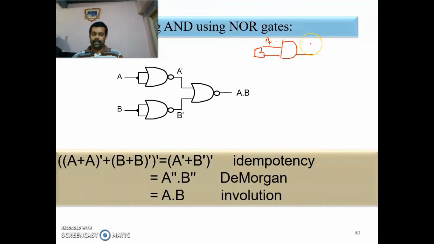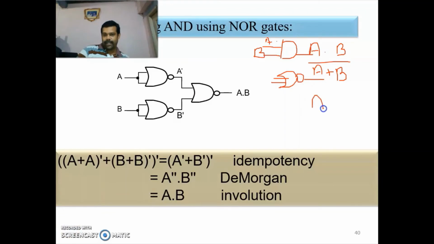So you'll be getting A into B. But when you are giving the same to a NOR gate, what we'll be getting is A plus B, the whole bar. Now what I am doing is I am taking A into B. I am complementing A two times and complementing B two times. So A double bar is A and B double bar is B.